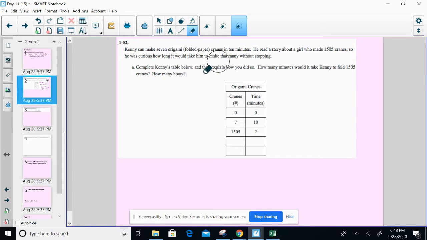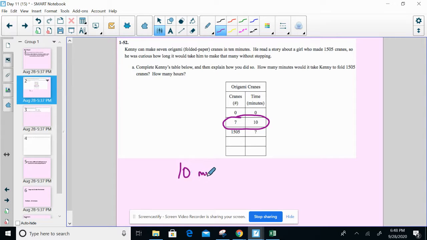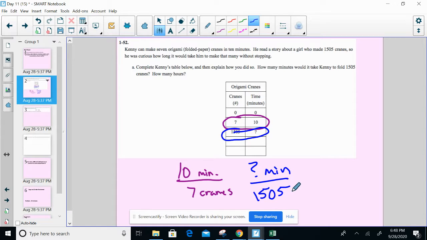All right, so let's use the proportions in a different way. And that is to say, what we can do is we can actually just take a moment in time, 10 minutes, 7 cranes. So 10 minutes, and we're comparing that, right? 10 minutes, 7 cranes. That is a moment in time. Now let's take a different moment in time, which is, it's going to take him a while, but at some time, question mark minutes, he's going to make 1,505 cranes, right?